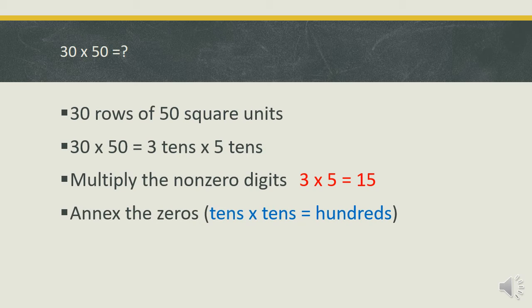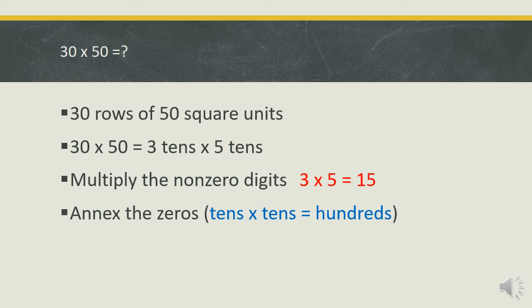The next step is to annex the zeros. If we're multiplying a tens number by a tens number, it's going to be a hundreds number. And that's the case with 30 times 50. Both of those are multiples of 10. How many zeros do you see in the original problem? Well, there's 1 in the 30 and there's 1 in the 50.